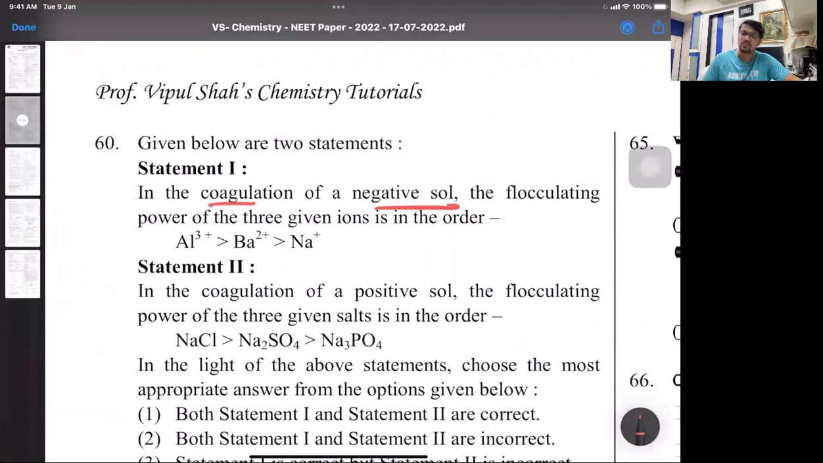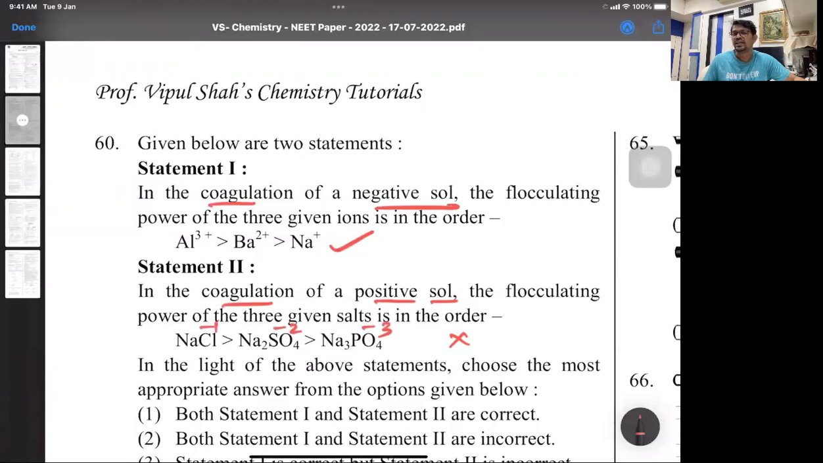So aluminium, barium, sodium. This order is correct. Second statement, coagulation of positively charged sol. You require negatively charged ions, where they have given the order. This is a false order because in chlorides, you have to just take the anions because it's a positive sol. Chloride is -1, sulfate is -2, and phosphate is -3. So the order has to be reversed: sodium phosphate greater than sodium sulfate greater than NaCl.